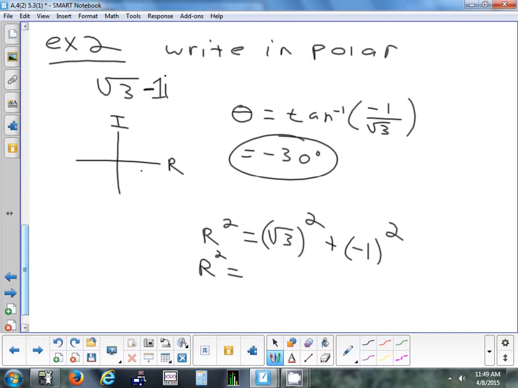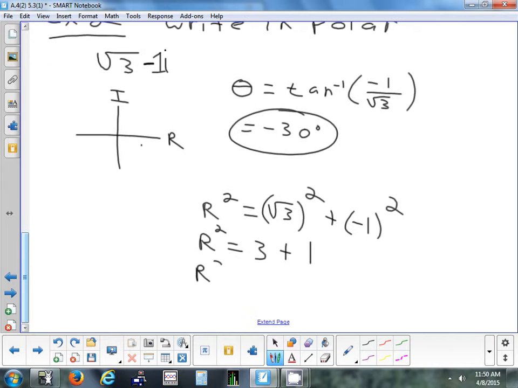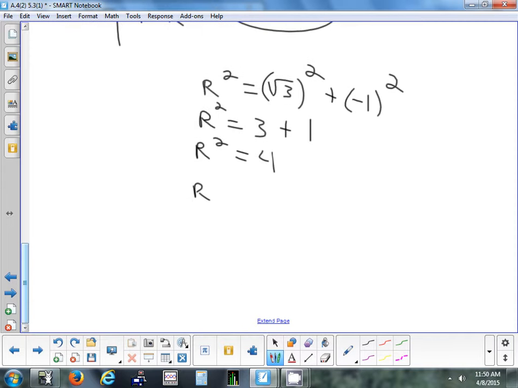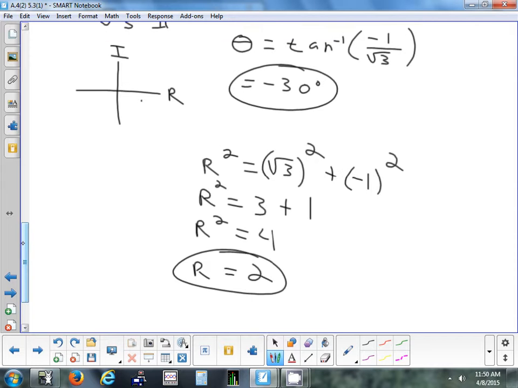JC, what's the square root of 3 squared? 3. Okay, Jimmy, what's negative 1 squared? Positive 1. Okay, so add them up. 3 plus 1 gives me 4. What's my radius here? 2. Yep, square root it, get 2. Okay, now write your final answer.